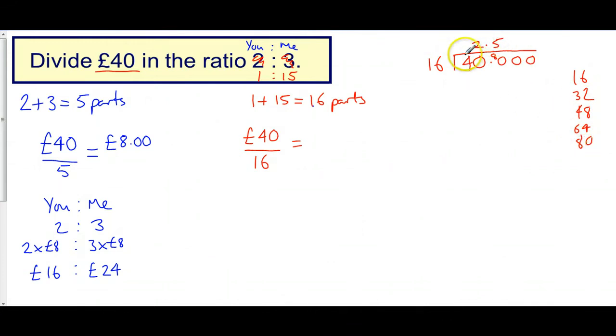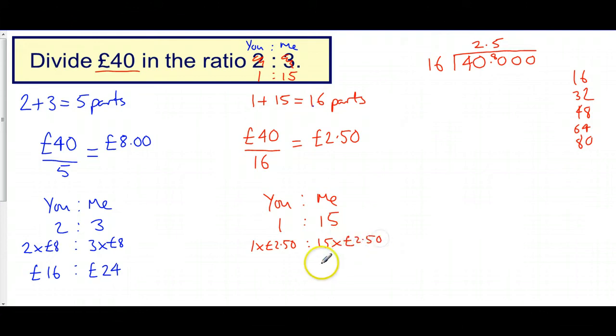So 2.5. You can check it on the calculator if you want. £40 divided by 16 means that every part is worth £2.50. So this time, when you only get your 1 part, I get my 15 parts. So you get 1 lot of £2.50 to my 15 lots of £2.50. So you just end up with £2.50. I end up with 15 lots of £2.50.